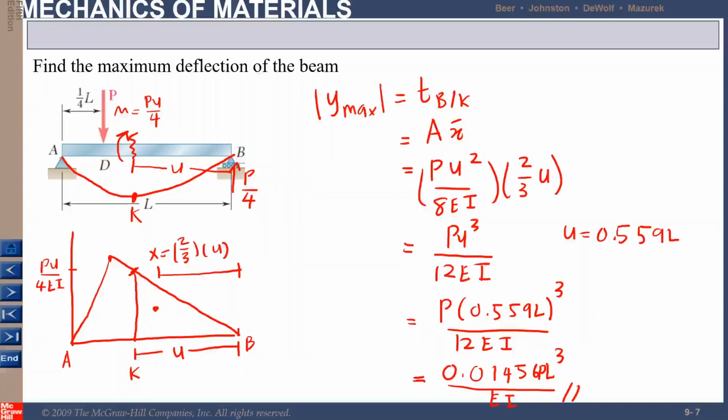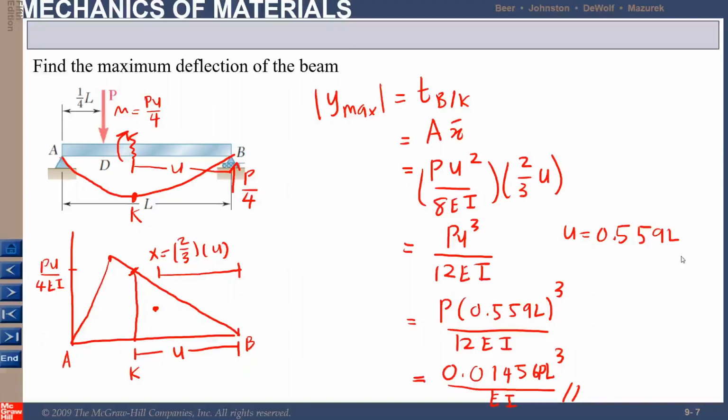All right, so that's it. Basically, in this video, I have shown you how to use the moment area theorem to find the slope and deflection, and also the maximum deflection of the beam in unsymmetrical loading. So that is the end for chapter 9.